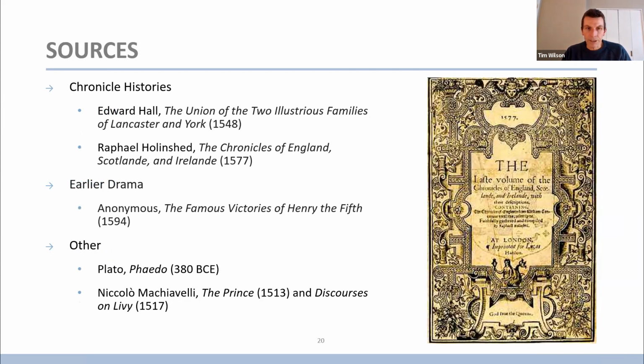There's an earlier drama that deals with the story of Henry V, including his dissolute youth, all in one play. So material that Shakespeare had broken up into a couple of plays, and then Henry V, his acts as a ruler, those are all covered in this one play called The Famous Victories of Henry V. So what you get in that play is really this story of the prodigal son. So dissolute youth, and then shining victory.